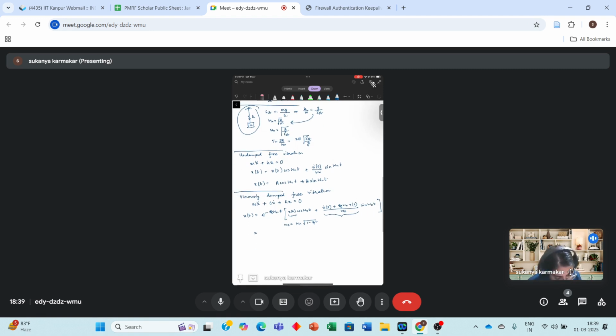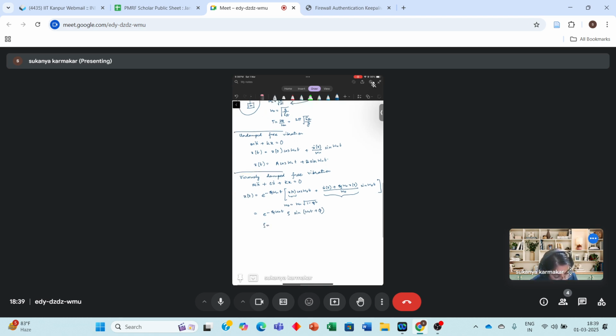You can write this thing as e to the power minus zeta omega n t into rho into, let's say, sine of omega d t plus phi. I can write it like this, where rho will be the square root of x0 squared plus x dot 0 plus zeta omega n x0 by omega d, whole squared. That's the same thing which we were doing earlier.